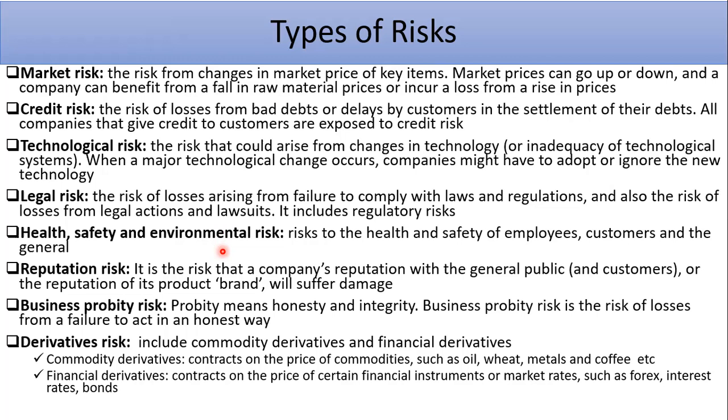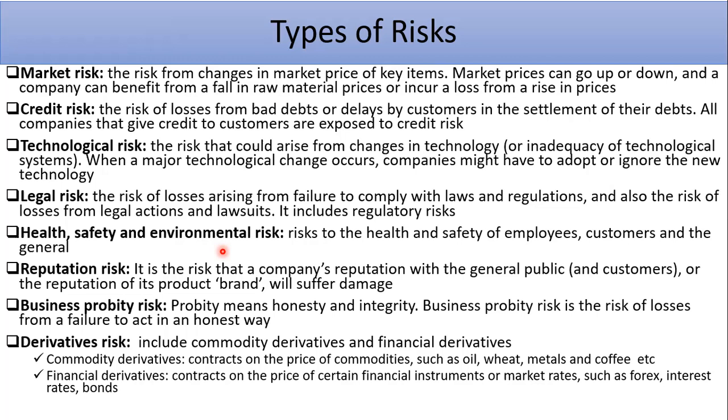Then there is business probity risk. Business probity means honesty and integrity. So things like corruption would be found here under business probity risk. It is the risk of losses from a failure to act in an honest way. Then finally, there is derivative risk, which includes commodity derivatives and financial derivatives.